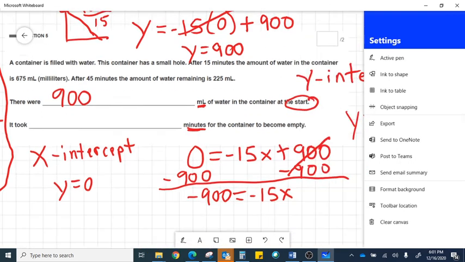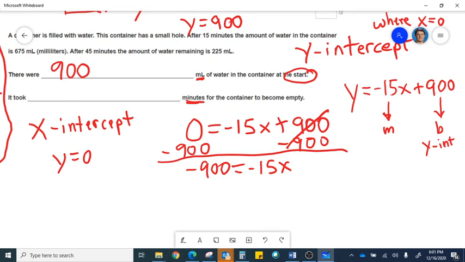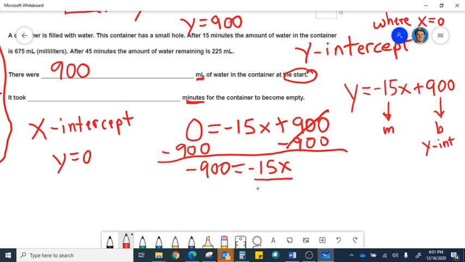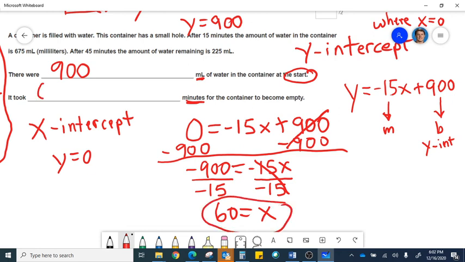And now I am multiplying x by negative 15. So in order to get rid of multiplying x by negative 15, I got to divide by negative 15. So that cancels out, and I get x equals 900 divided by 15, which is 60. 60 what? 60 minutes. Okay? All right, so that's it.